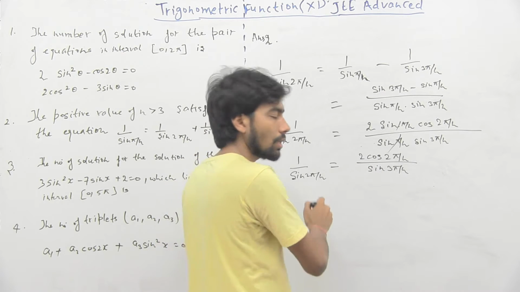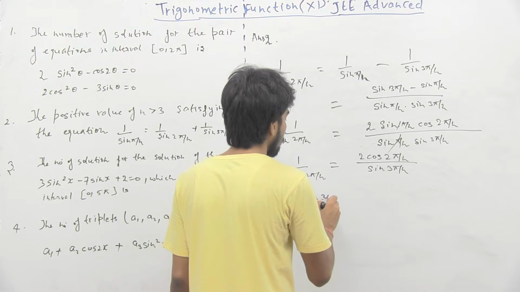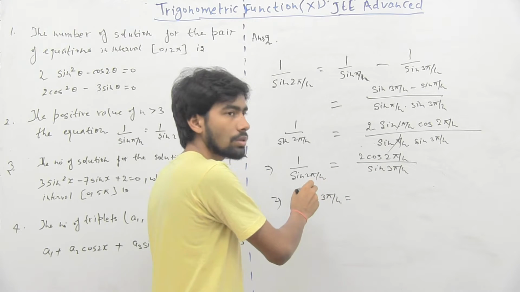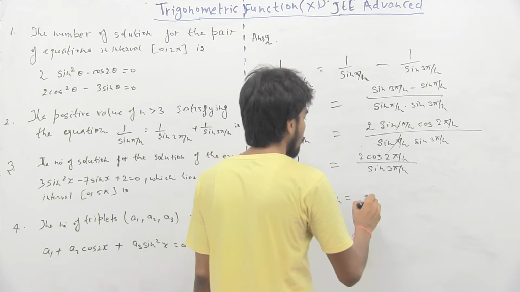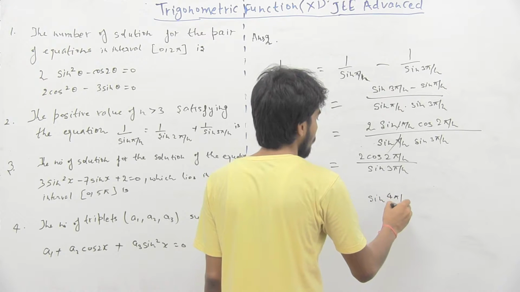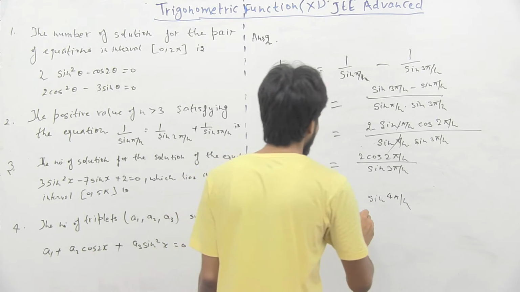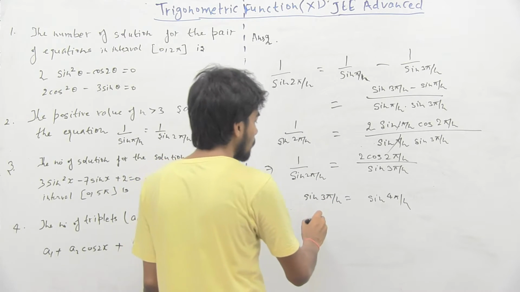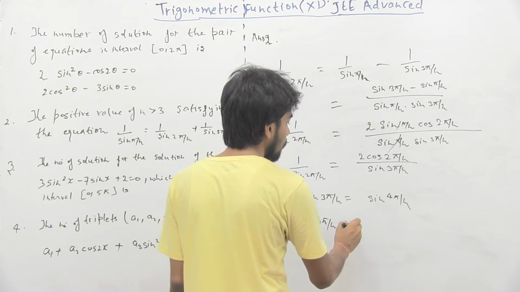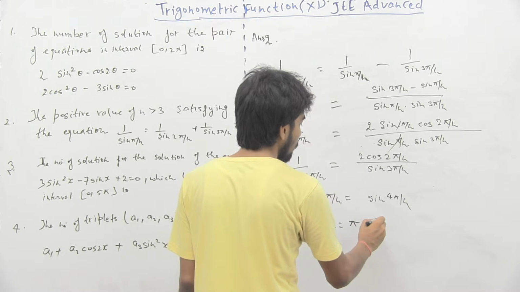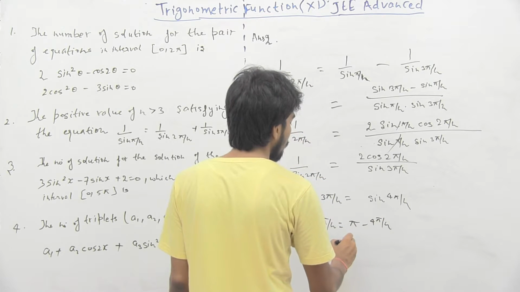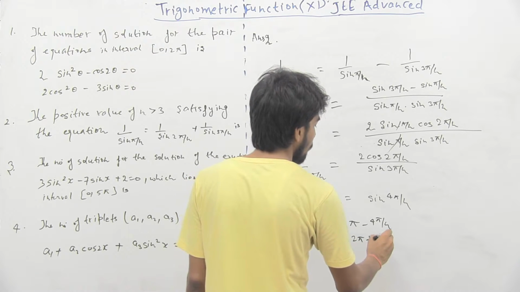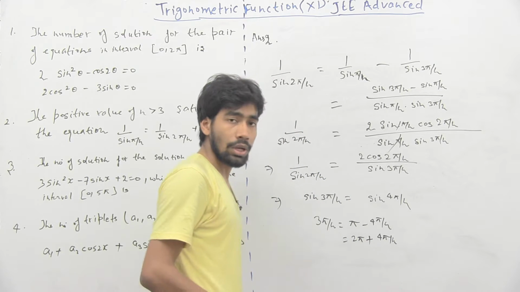Then bring this in the LHS, and now it becomes in the form of 2 cos theta into sin theta. So it can be written as sin 2 theta, meaning sin 4 pi by n. Now both these functions are equal. So 3 pi by n must equal pi minus 4 pi by n or equal to 2 pi plus 4 pi by n.